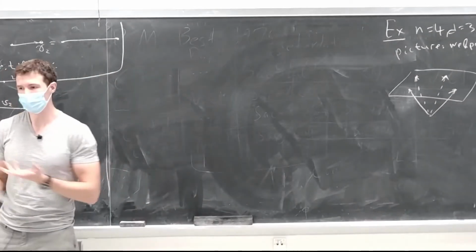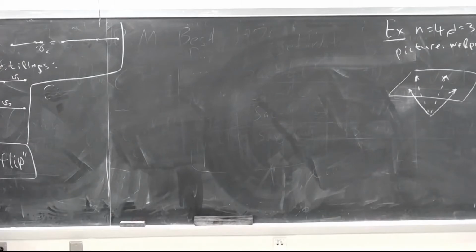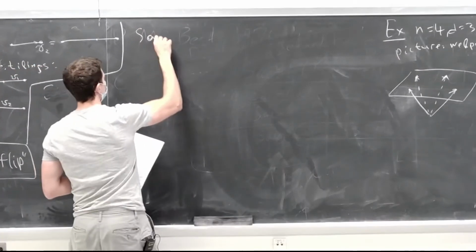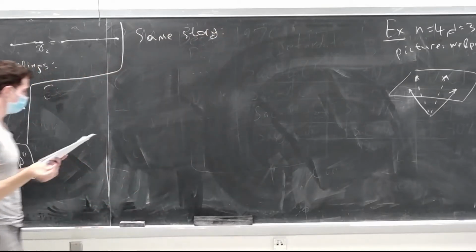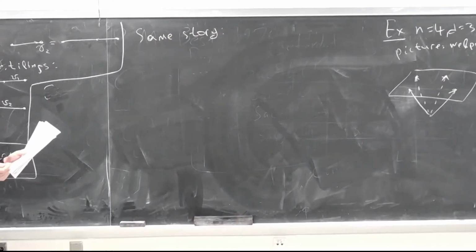And so you always get almost the same sort of story as for triangulations, right? Same story for zonotopal tilings. Namely, you can consider the set of all fine zonotopal tilings, and you can ask, are they all connected by flips? And what is the answer?